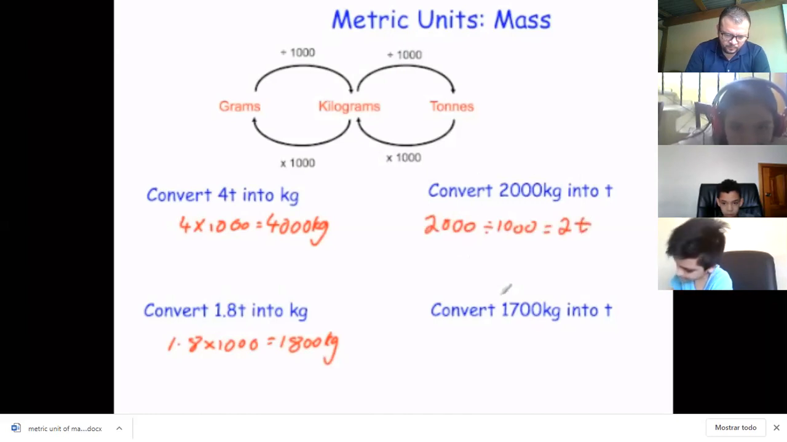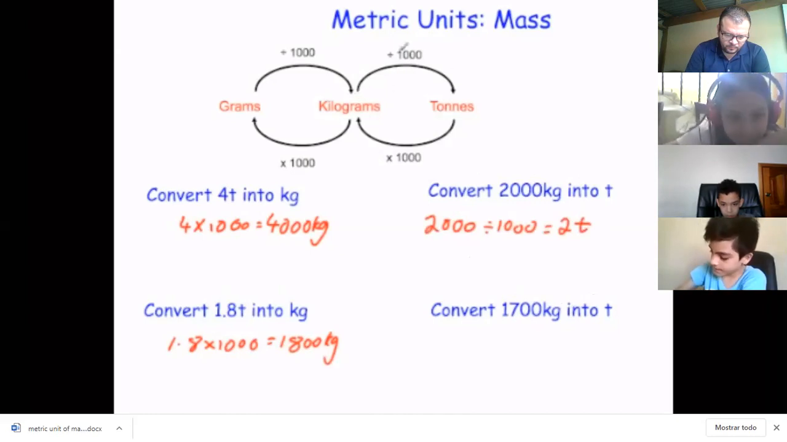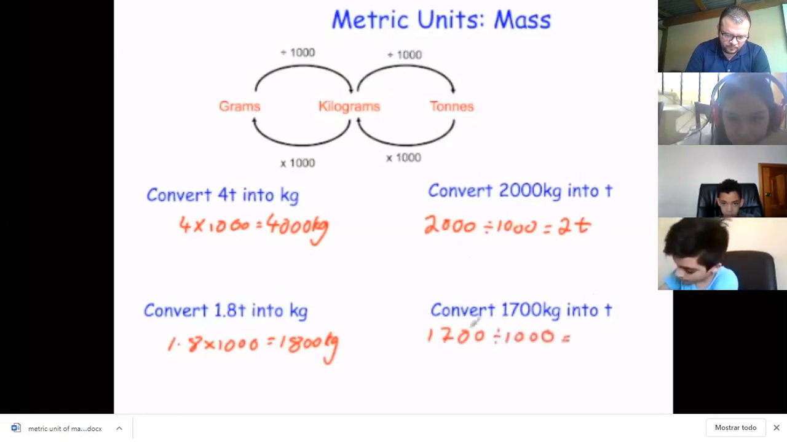And finally, convert 1,700 kilograms into tons. And again, to convert from kilograms to tons, you divide by 1,000. So we're going to do 1,700 divided by 1,000. And that would be, take off the 2 zeros, 1.7. So it would be 1.7 tons.